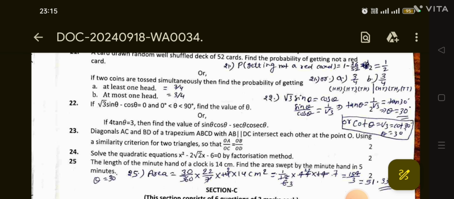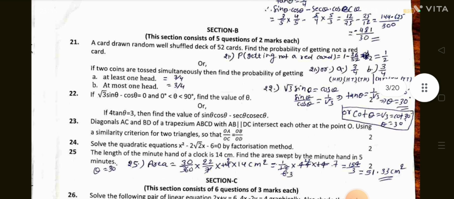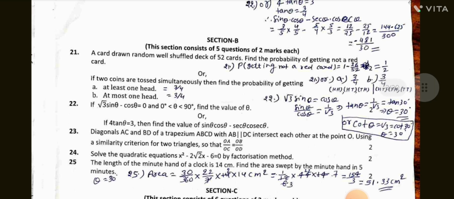Question 22. Root 3 sin theta minus cos theta equal to 0. Here the value of theta is greater than 0 and less than 90. Find the value of theta. Root 3 sin theta equal to cos theta. If we send sin theta, it will be cos by sin, or sin by cos. If we take sin by cos, it will be 1 by root 3. Then tan theta equal to 1 by root 3 means tan 30. So theta equal to 30 degree.